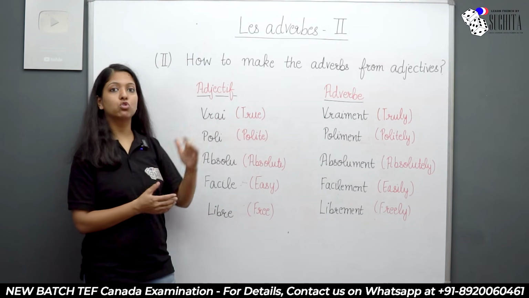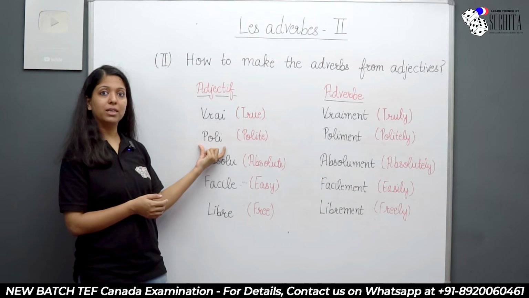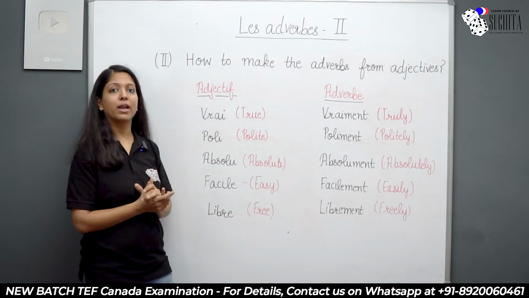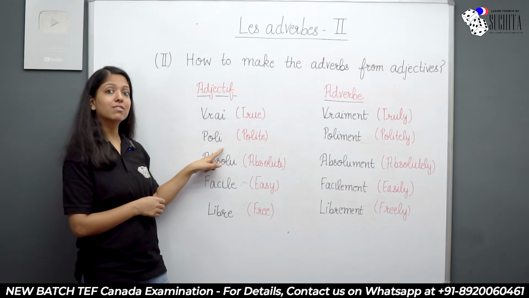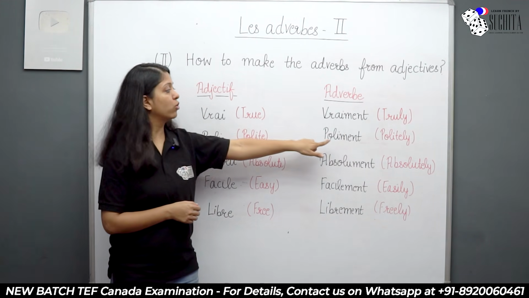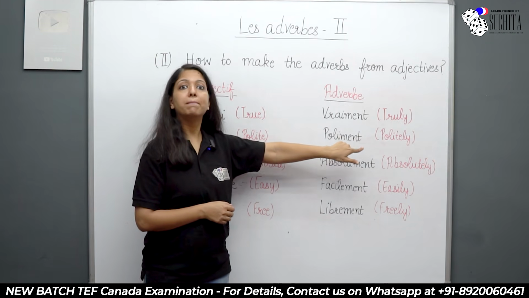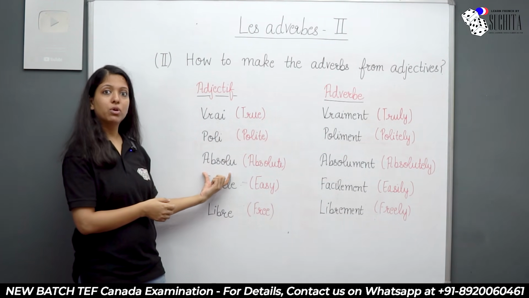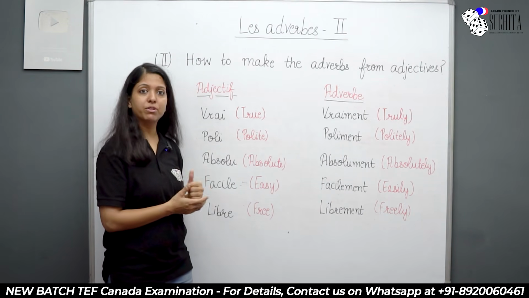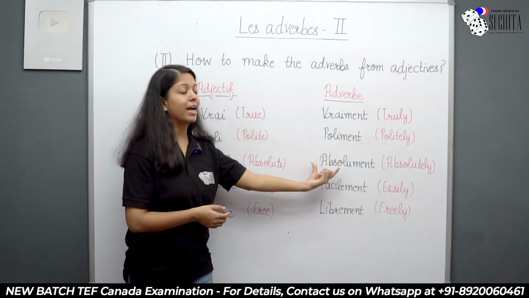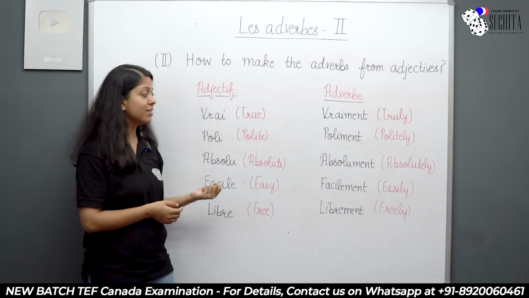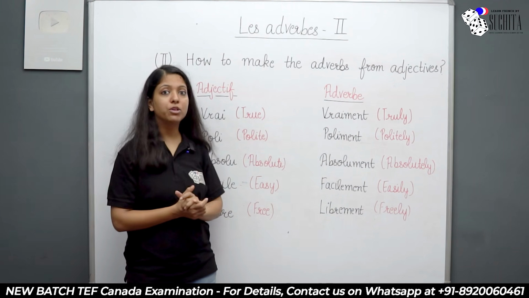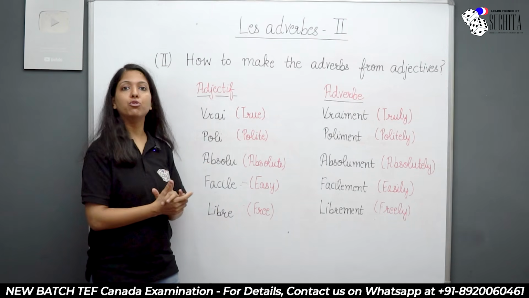Vraiment. True, truly. Next example is poli. Poli, poliment, which is polite, politely. Now you see that this again ends with a vowel. So poli, I wrote it as it is and then I added ment to it. So poli, poliment. Next, absolu. Absolu, which means absolute. Now, in order to make it an adverb, I wrote absolu as it is and then I simply added ment to it. So absolute, absolutely. Absolu, absolument.